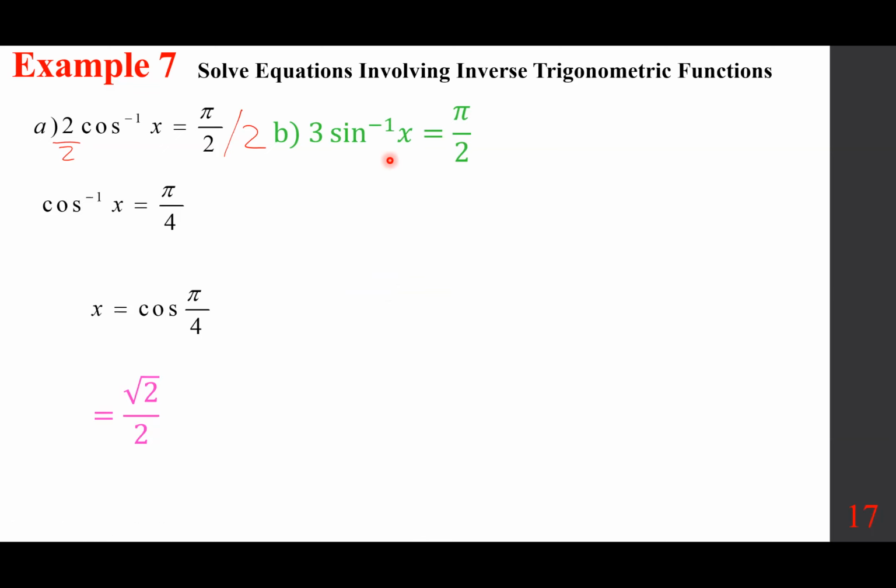3 sine inverse of x is pi over 2. We divide both sides by 3. Sine of pi over 6 is x, and we know it to be 1/2. And we're done.